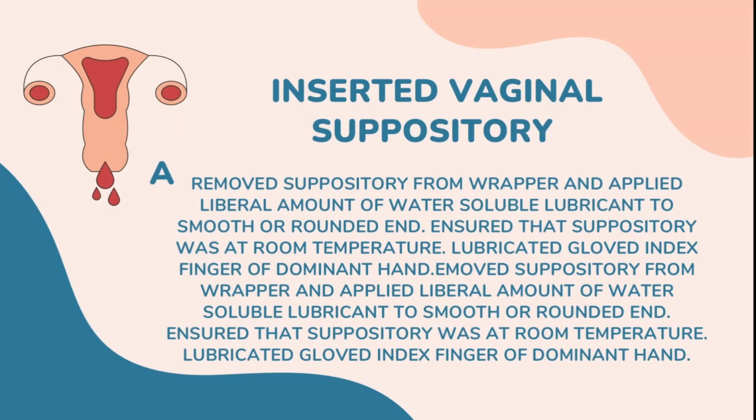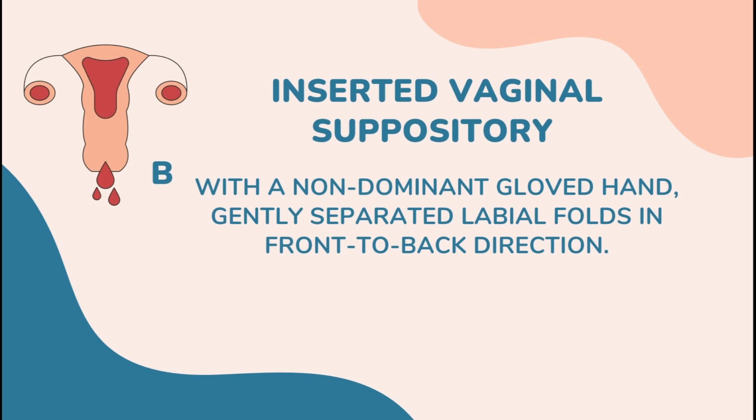Insert the vaginal suppository. So preparing the suppository is to take the suppository out of its wrapper and then apply a good amount of water-based lubricant to the rounded end and make sure nga the suppository is at room temperature, and then lubricate the index finger of your dominant or the stronger hand. Positioning the patient. Use your non-dominant or weaker hand to gently separate the vaginal folds from front to back. So daya is nagahelp imo para mag-operate sa datong area para sa easier insertion.